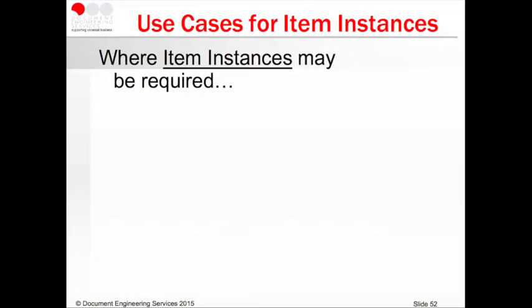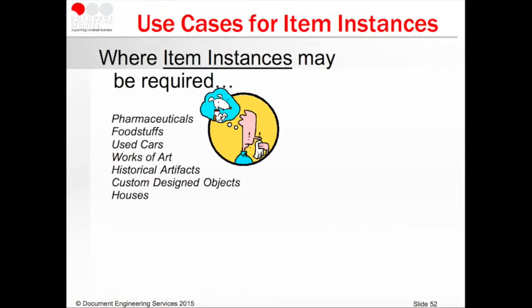And what we mean by this is that there are cases where knowing a generic item like a mobile phone is not enough. You actually have to specifically identify one instance of that item, a particular mobile phone. And this applies in areas like pharmaceuticals and foodstuffs, used cars, works of art, where there is only one of these objects. And of course, things like houses, real estate.